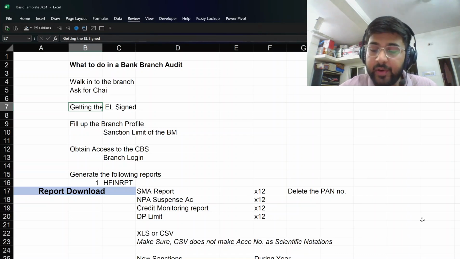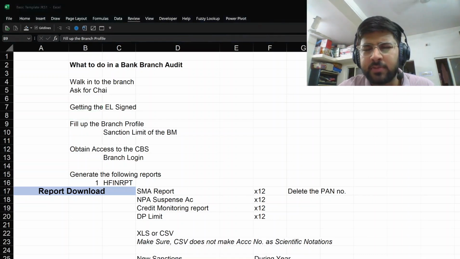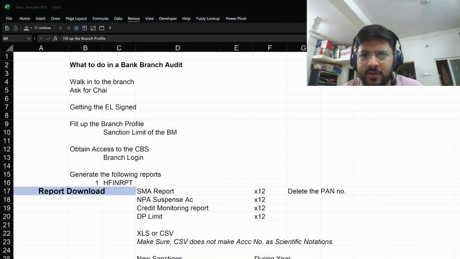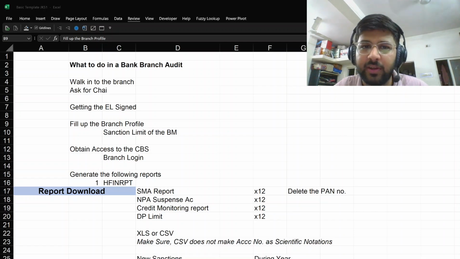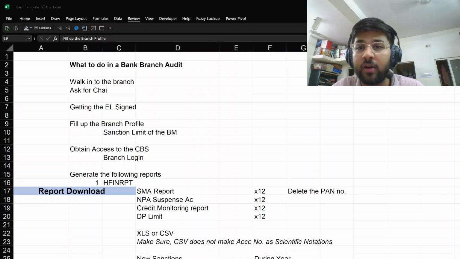Okay, and you would get your branch profile filled up. Where is the branch, what is the location, who is the branch manager, what is his contact, who is the second manager, who has the custody of cash, and who is the cashier, how many people are there, is there any fraud reported during the year. Just a standard questionnaire for analyzing the branch.